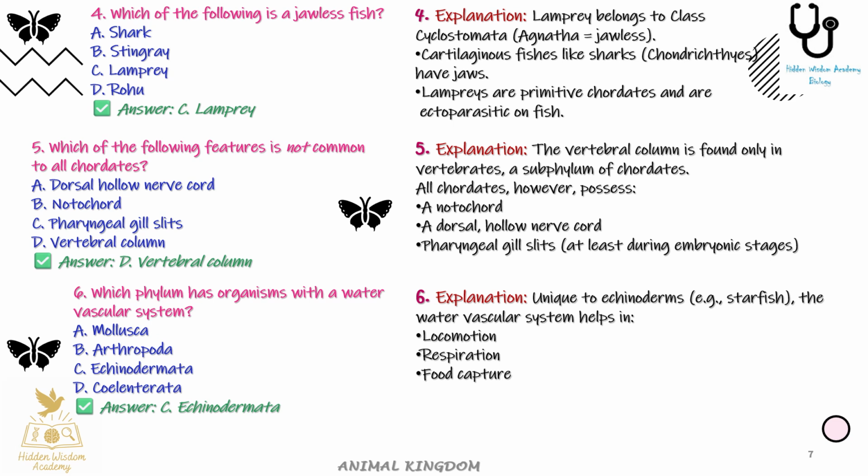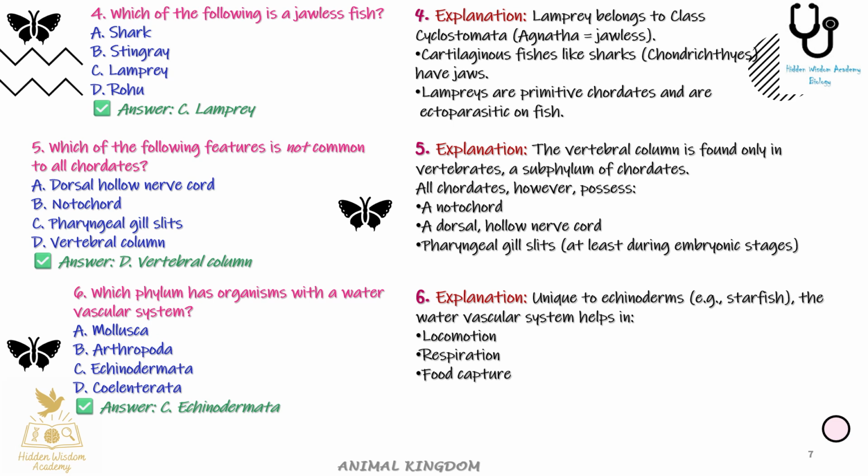Unlike cartilaginous fishes such as sharks that belong to class Chondrichthyes and possess true jaws, lampreys are primitive chordates. They are ectoparasitic, often attaching to and feeding on the blood of other fish, making them a unique example among vertebrates. The correct answer is option C, that is lamprey is a jawless fish.